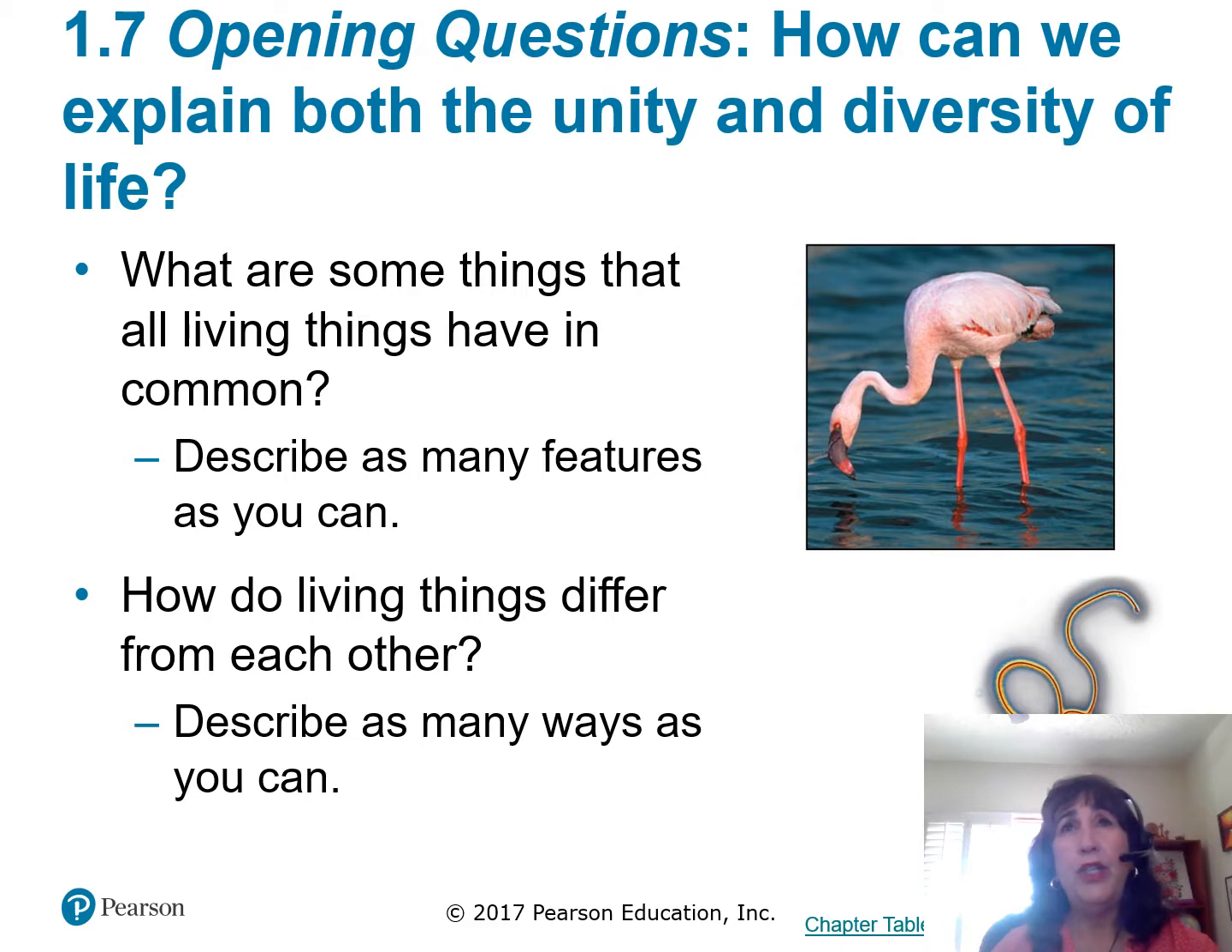Another opening question is how can we explain both the unity and the diversity of life? Now that we've talked about the fundamentals of life and how we observe life through the scientific method, the next logical question is how can we explain both the unity and the diversity of life? They're all things that life has in common, and you should be saying to yourself, oh yes, those are the fundamental properties that we talked about at the very beginning of this chapter. But then the other question is how do living things differ from each other?